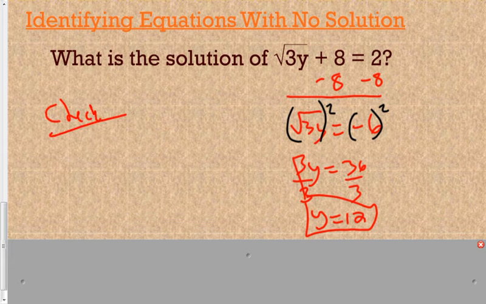The square root of 3 times y would be square root of 36, so it would be 6. We have 6 plus 8 is equal to 2. No, 6 plus 8 is equal to 14. So this is where, again, kind of the extraneous solution, the only solution we get here doesn't actually work. So this does not work. There is going to be no solution for this one.